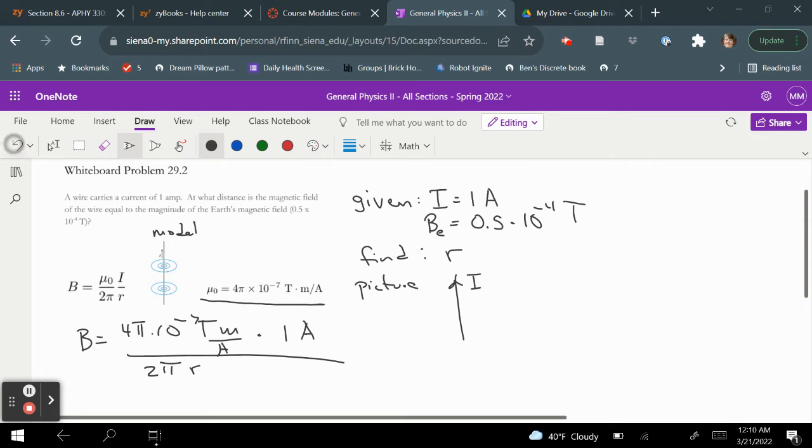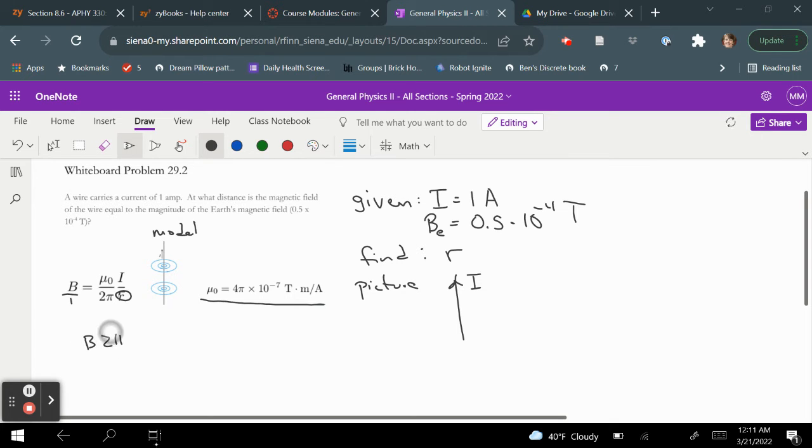So right, we can't put any of that in yet, right? We need to solve for R on its own. So let's go back. We're going to solve for R here. I'm just going to cross multiply, so I would say B times 2 pi R is equal to mu naught I times 1, so I'm just going to leave the 1 out. I'm going to solve for R, so I'm going to divide both sides by 2 pi B.